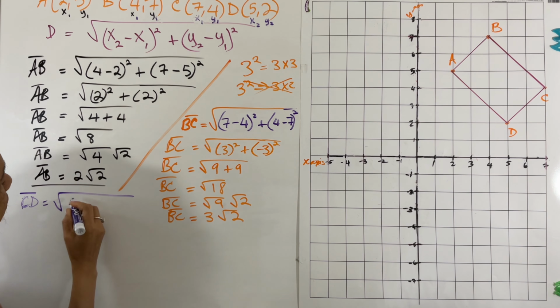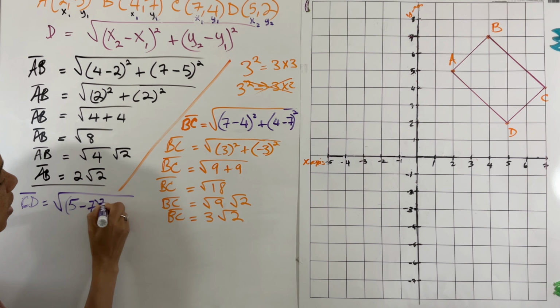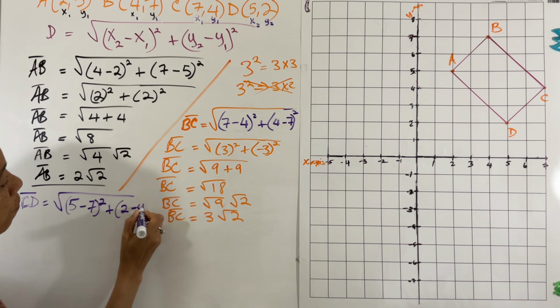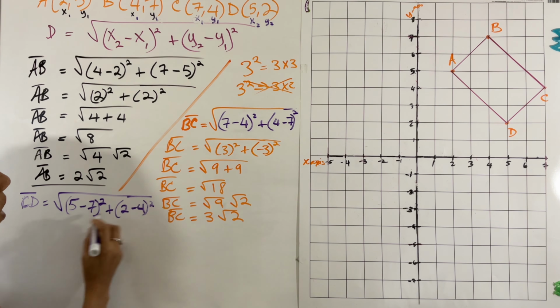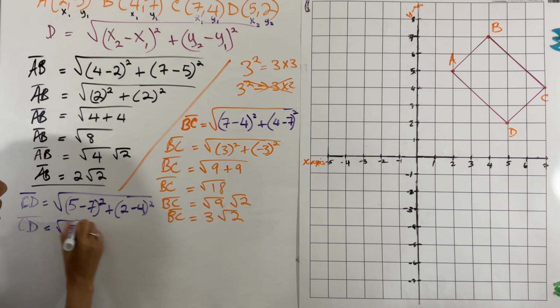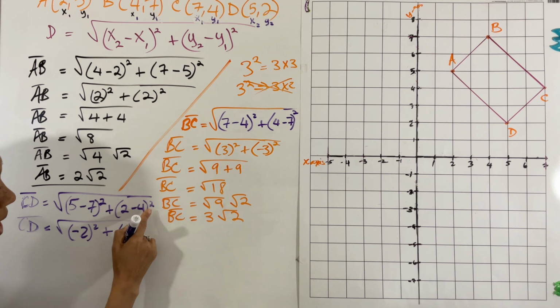We have here x2 is 5 minus 7 raised to the second power plus 2 minus 4 raised to the second power. And we have segment CD is equal to square root of -2, because 5 minus 7 is -2 to the second power, plus 2 minus 4 is -2 to the second power.